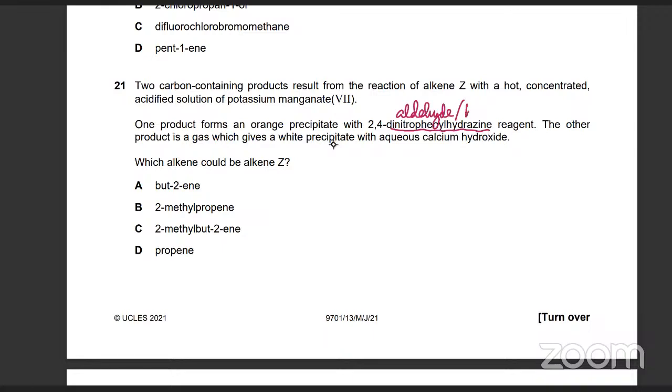So either an aldehyde or a ketone. The other product gives a white precipitate with calcium hydroxide, lime water. This is the test for carbon dioxide. Okay, calcium hydroxide is a test for carbon dioxide. So which alkene could be alkene Z? So this is what happens when, again, look at the chart.